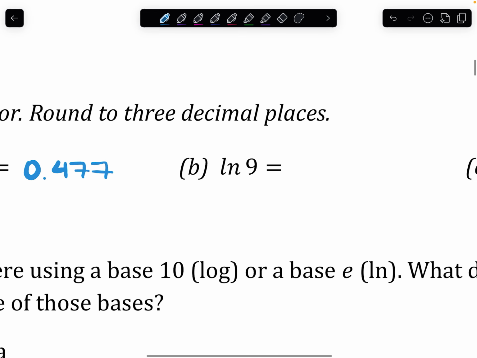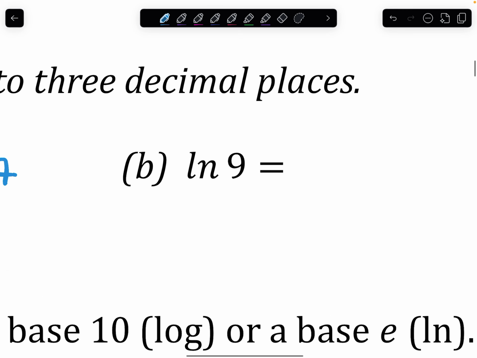For B, B says LN. That's not IN, it is LN. This is your natural log. On your calculator, you have a separate natural log button. So we would push the LN button and type in 9, and that gives us 2.1972. So that third one would stay as 7.